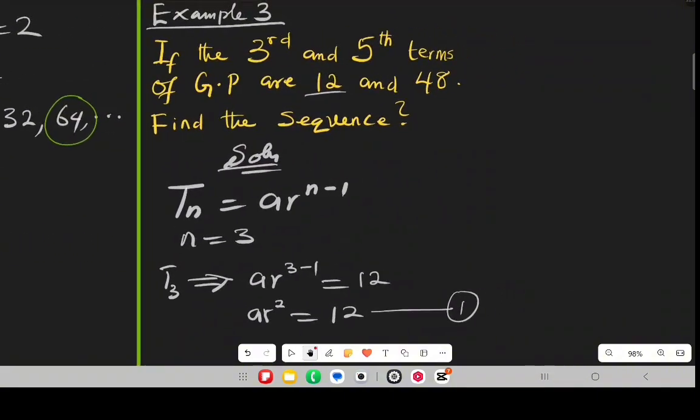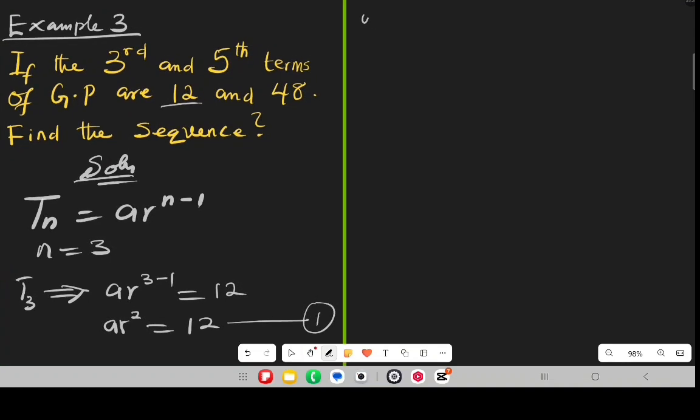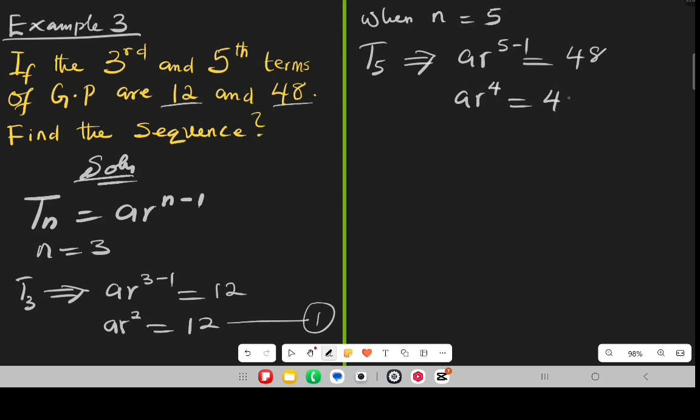Then we move further. When n equal to 5, we have T5 implies ar raised to the power of 5 minus 1 equal to 48, which is given. If we simplify further, we have ar raised to the power of 4 equal to 48. We call this equation 2.